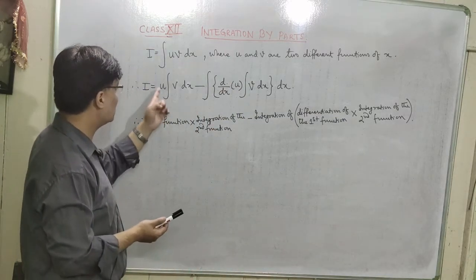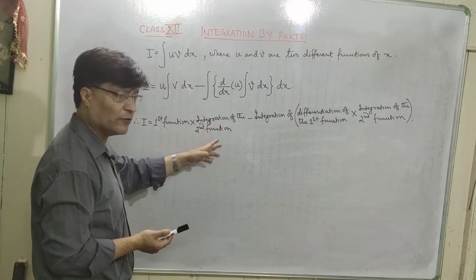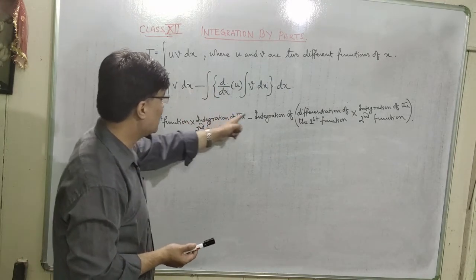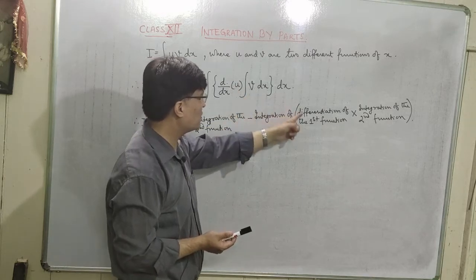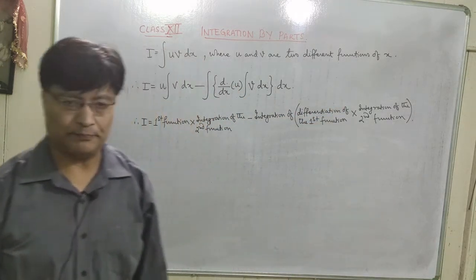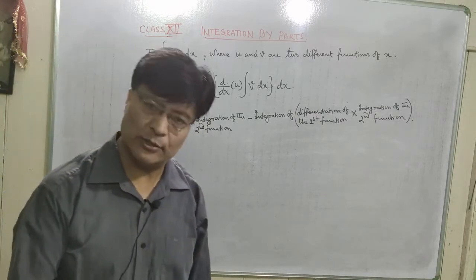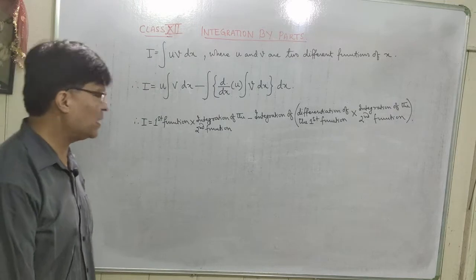Or I is equal to u, the first function, into integral v dx, integration of v dx means integration of the second function, minus the integration of, within bracket, differentiation of the first function into integration of the second function. So that is the formula. So I think you have understood it, so you can copy it.